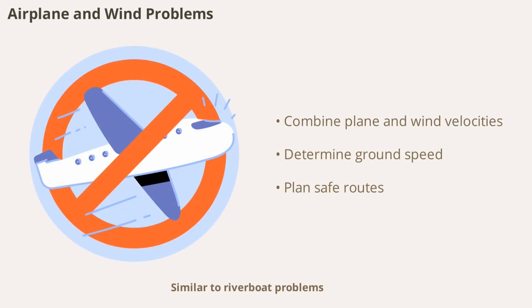Similar to riverboat problems, airplanes flying in windy conditions require vector analysis. The plane's velocity and the wind's velocity combine to determine the actual path and speed over the ground. Pilots use these calculations to plan routes and ensure safe, efficient travel.